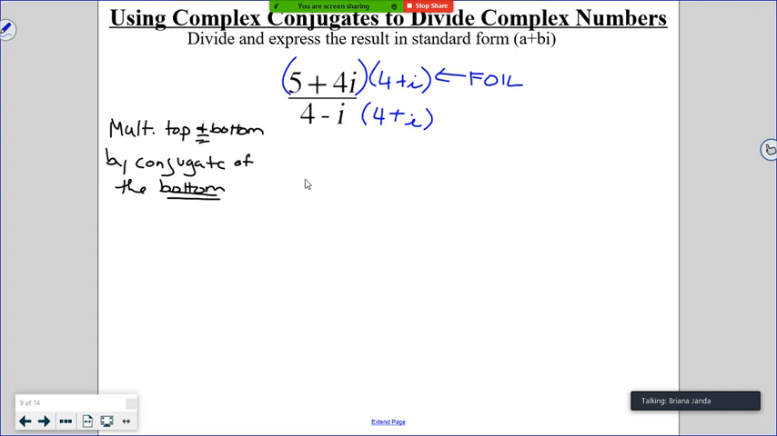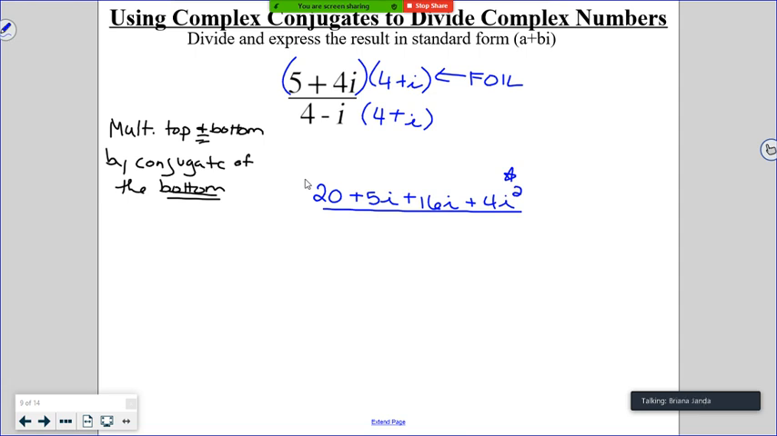There's really no way around that, and it will probably remain an ugly complex number. Okay? So when I FOIL the top, we get what? 20 plus 5i plus 16i plus 4i squared, which I'm going to change to a -1, which changes the sign on my number, right?